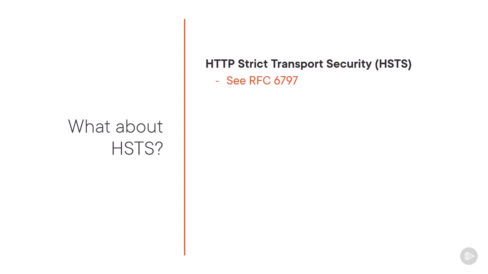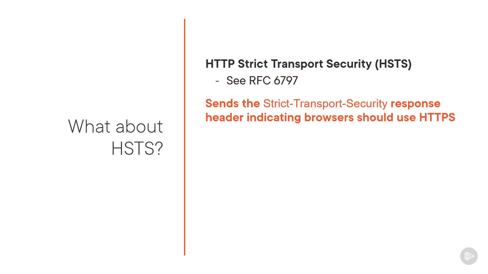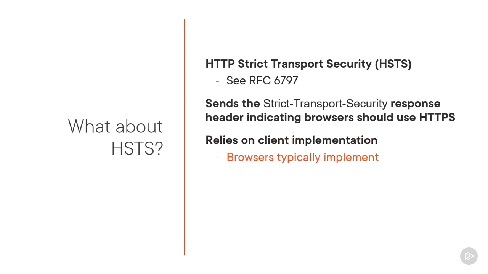What about HSTS? HSTS stands for HTTP Strict Transport Security and is defined in RFC 6797. It sends the Strict-Transport-Security response header, indicating to browsers that they should use HTTPS. It relies on client implementation. Browsers typically implement this, but native apps typically do not.